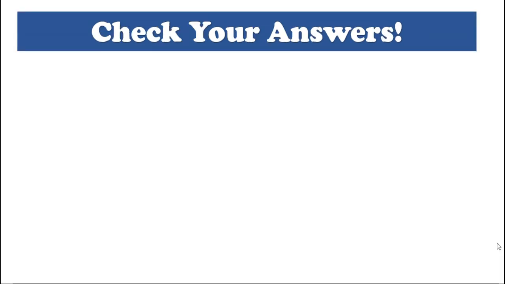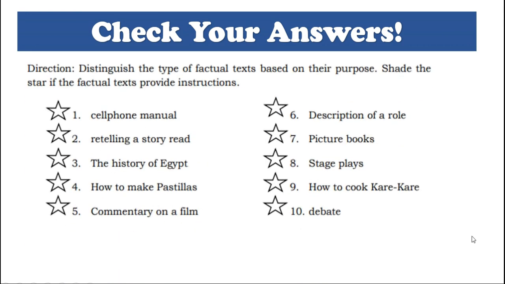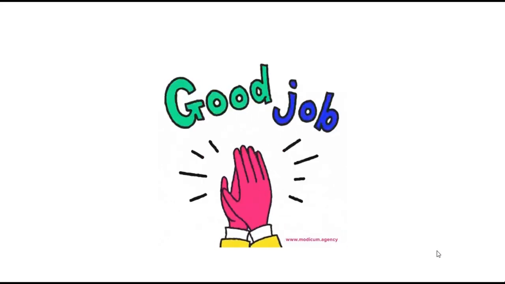Let's see how well did you do. Let's check your answers. Now, the factual texts that provide instructions are cell phone manual, how to make pastillas, description of a roll, and how to cook kare-kare. Good job, everyone!